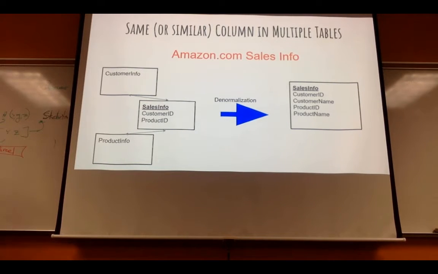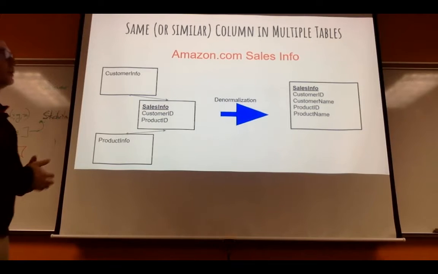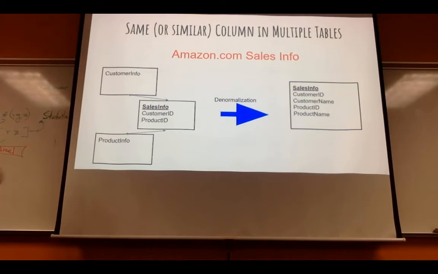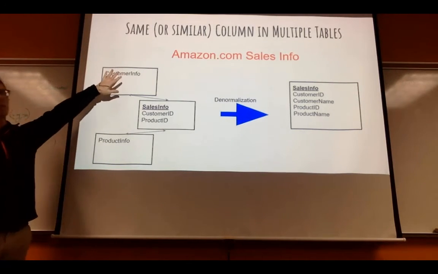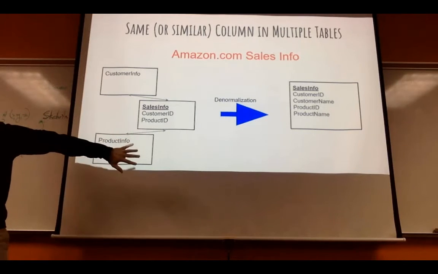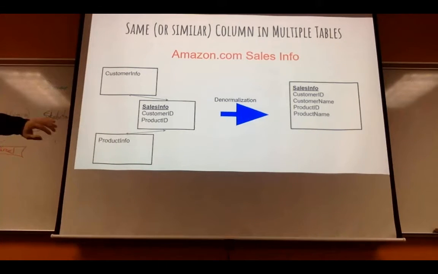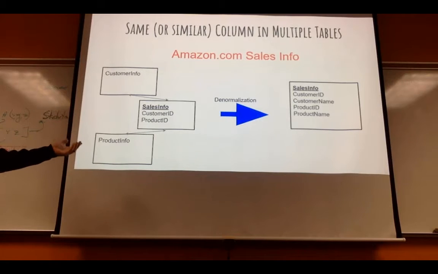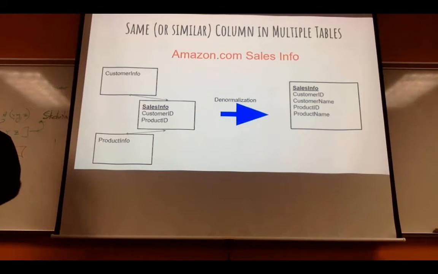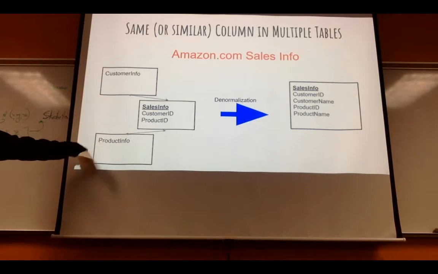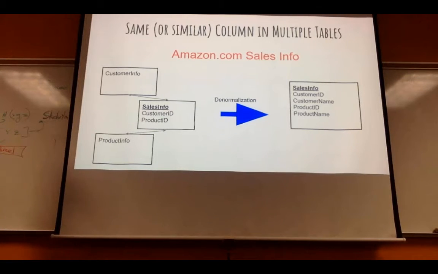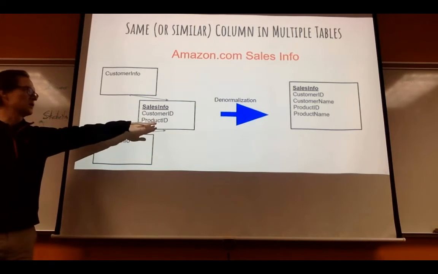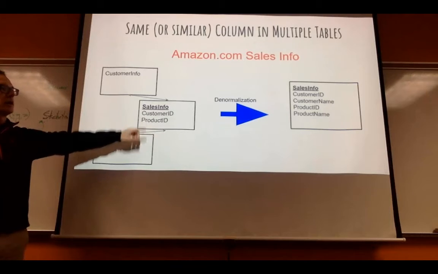An example of same or similar column in multiple tables, right? You might have a customer info and a product info at Amazon, right? You're going to have two different tables, one for customer address, blah, blah, blah, one for t-shirt size, color, blah, blah, blah, blah. And every time they make a sale, you link a customer ID with a product ID.